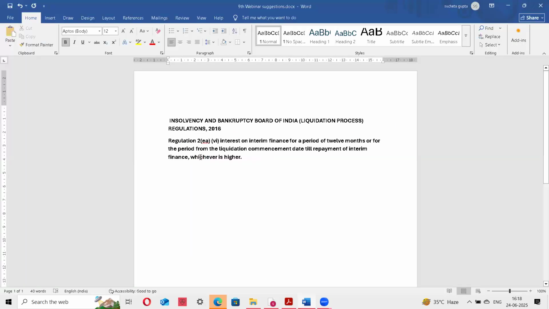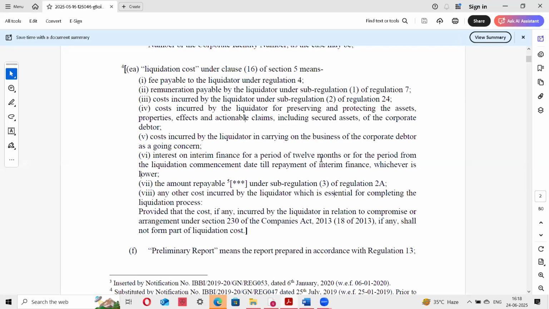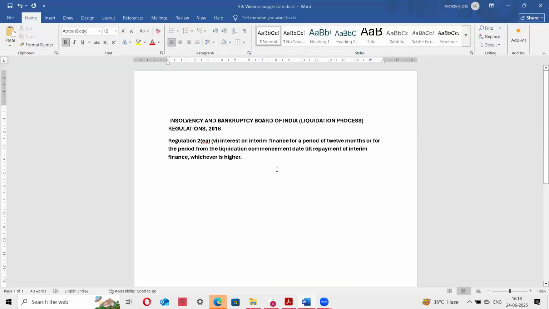Sir, this is already mentioned: interest on interim finance for a period of 12 months. The period is not required to be mentioned. That is what he is saying, madam. So, interest on interim finance for the period as long as it started from the liquidation till repayment of interim finance. There is no need to mention the 12 months.